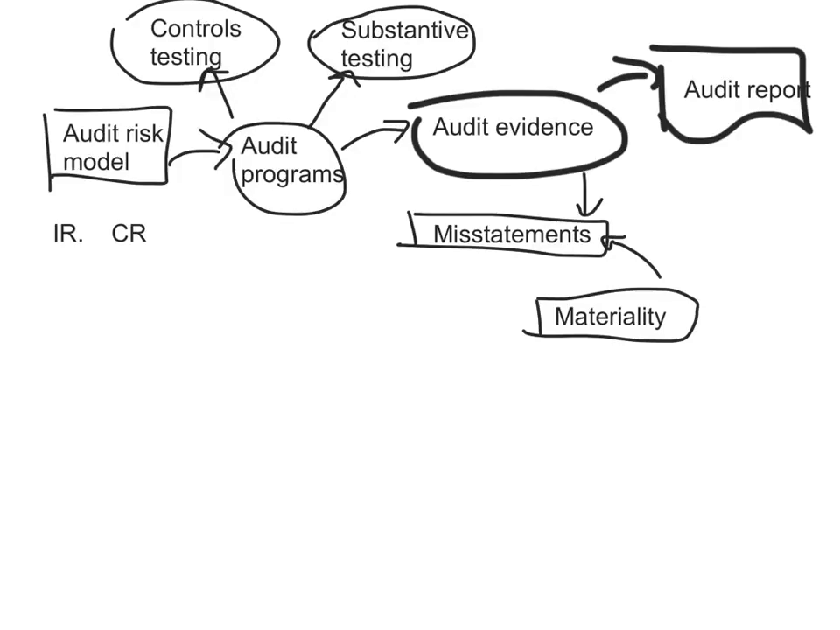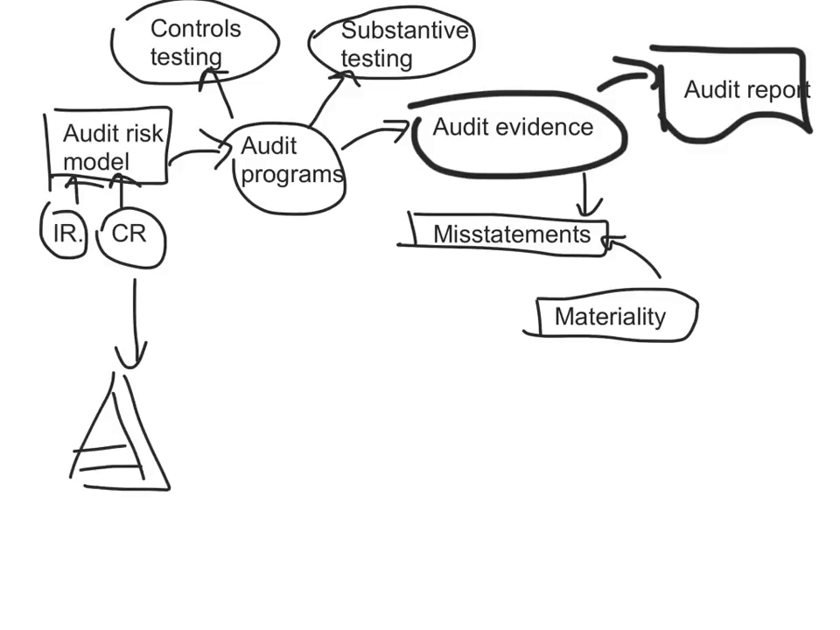which uses inherent risk and control risk. And we know that control risk is based on our understanding of the internal control framework, and our inherent risk is based on having our understanding of the client, which comes out of ASA 315. Let's make that there.